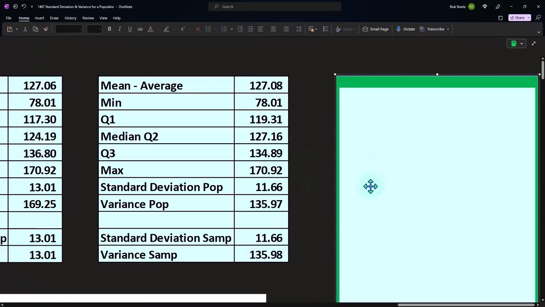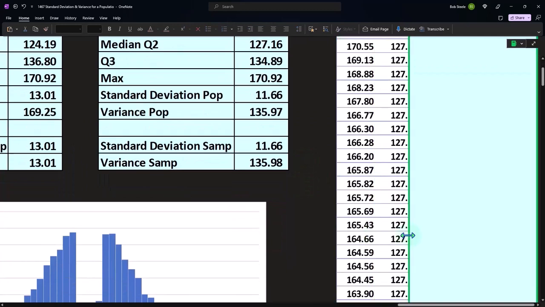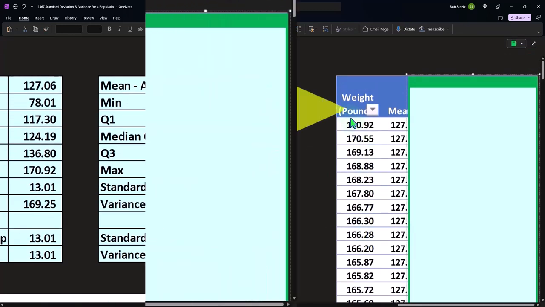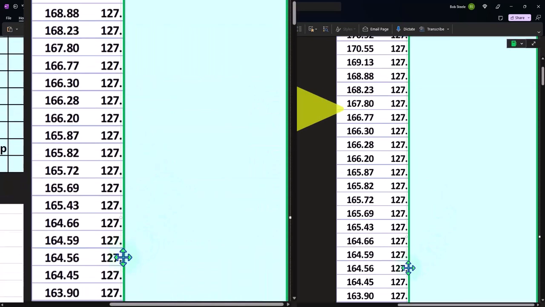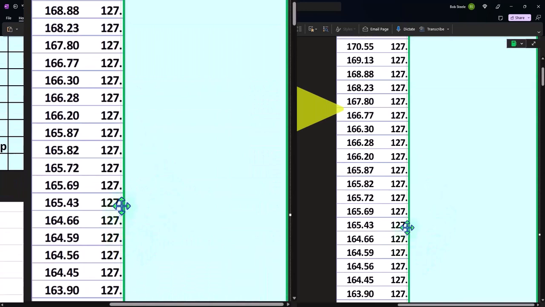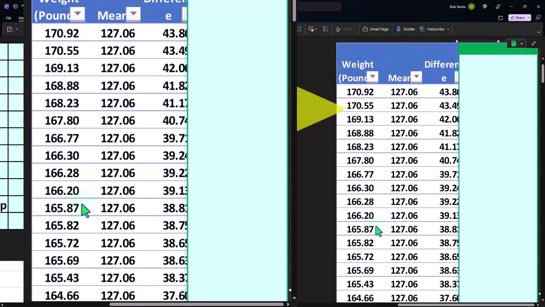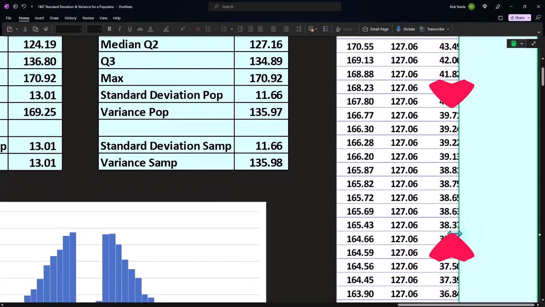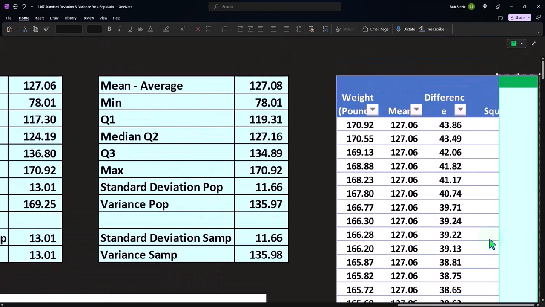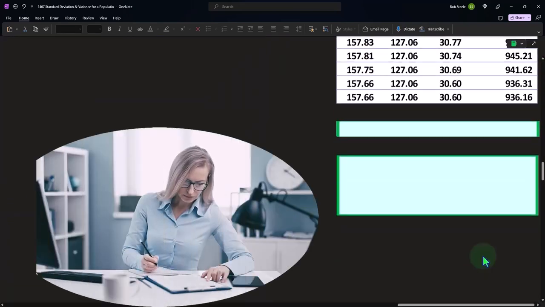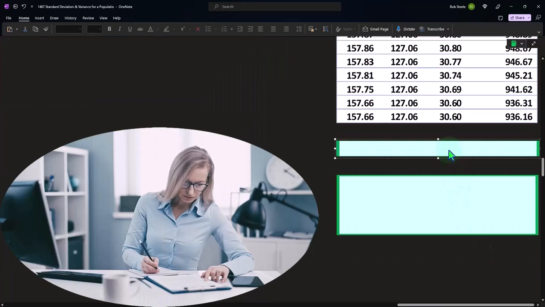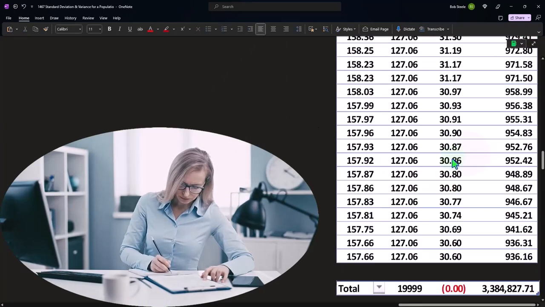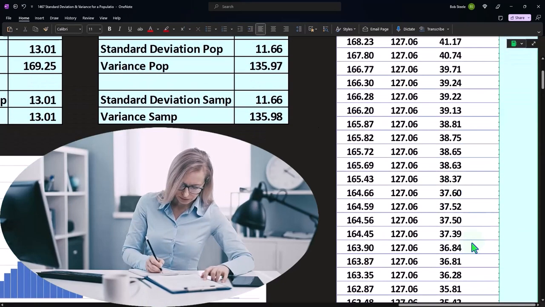Now, just to wrap this up, if I did the same kind of calculation over here, I took the weights of my new data set where I deleted the numbers in the middle, I subtracted out the mean or middle point. This is the 127.06 now. Here's our differences. And the differences, if I added them all up, would add up to zero. I don't have all of them here because it was a very long data set, but it would still add up to zero with the new data set.